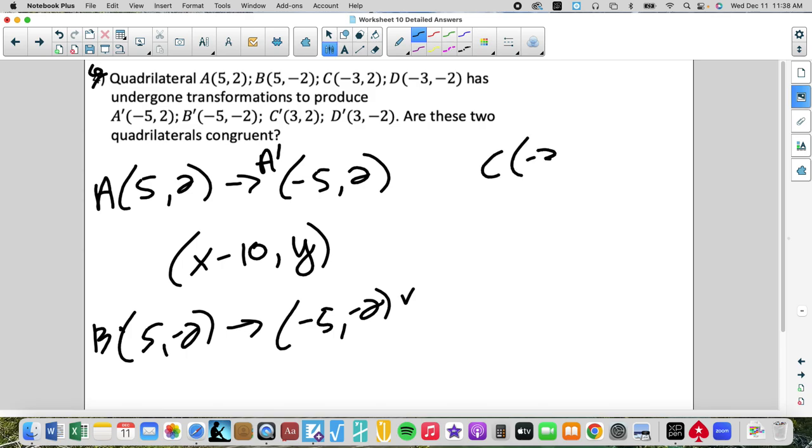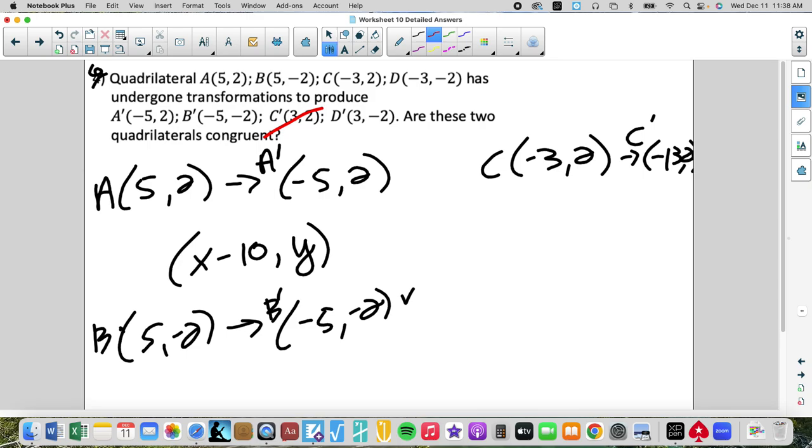C is (-3, 2). Let's put it in the transformation. Let's subtract 10. So does it become (-13, 2)? Does C prime equal this? This is B prime, which is correct. So no, that's a no. That does not equal. We should be going down.